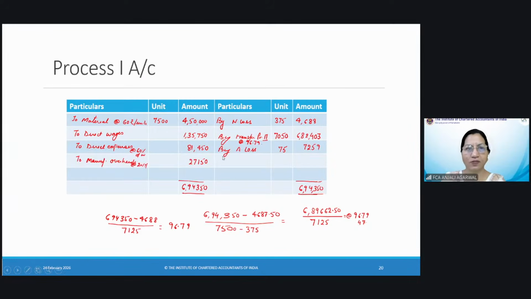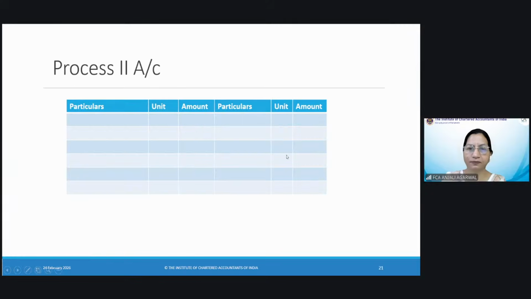So this is your process one account. So from here, what will happen? This will move to process two. So process two will begin with transfer from process one, 7050 units, costing 682403 at the rate of 96.79 approximately.